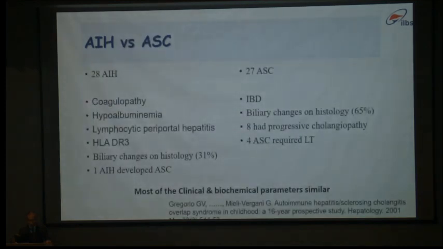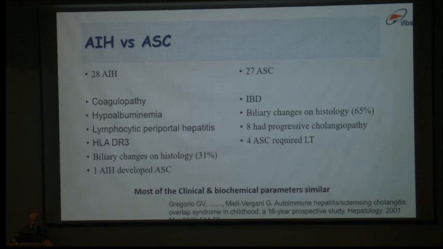So this is a very good study from King's, and this is a very well quoted study in children where they compared 28 autoimmune hepatitis cases with 27 autoimmune sclerosing cholangitis children, which was defined on the basis of MRCP changes, and they differentiated on the basis of clinical features like IBD, which was more common, often seen with the ASC cohort.